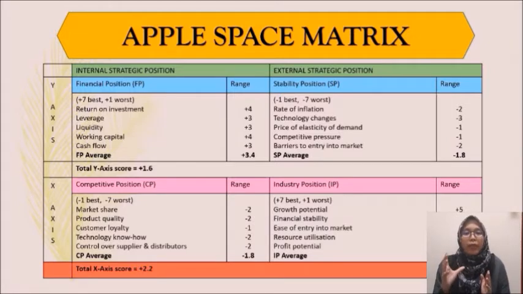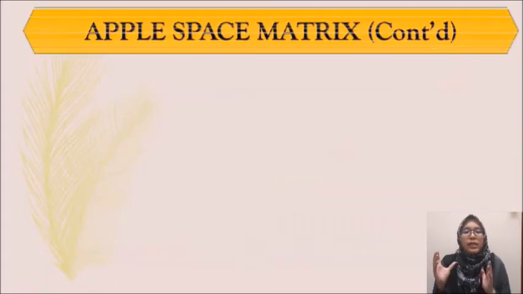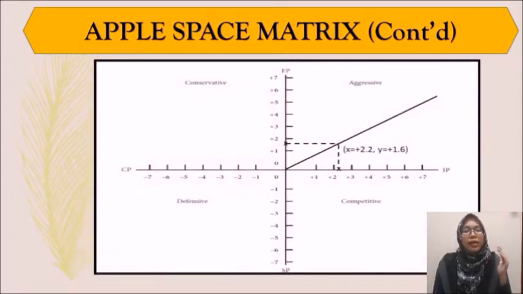We need to draw the graph where x is competitive position and industry position, while the y-axis is FP and stability position. Then plot the average score for internal and external on the appropriate axis in the PACE metric, where in the previous slide the y-axis is positive 1.6 and the x-axis is positive 2.2. And then we have to draw a directional vector from the origin of the PACE through the new intersection points.